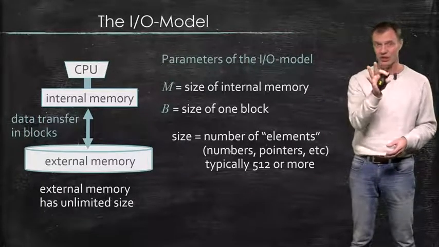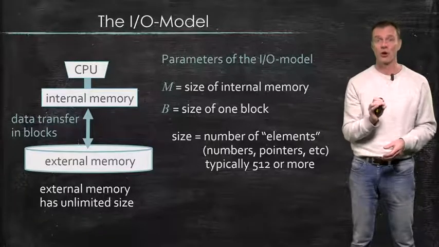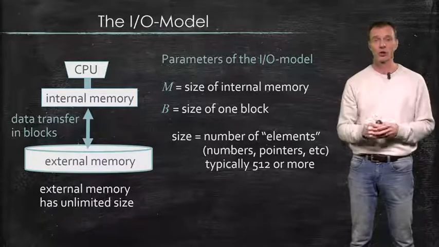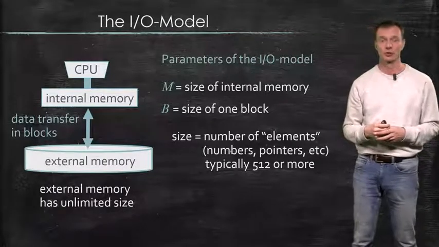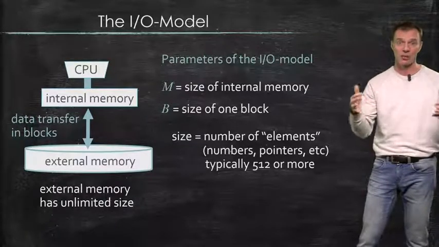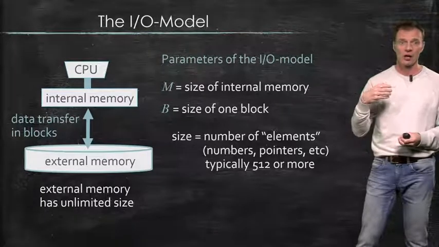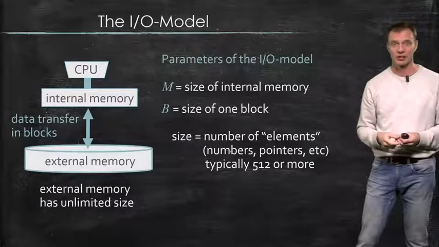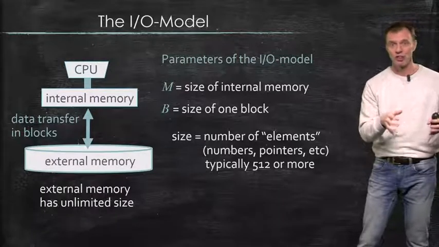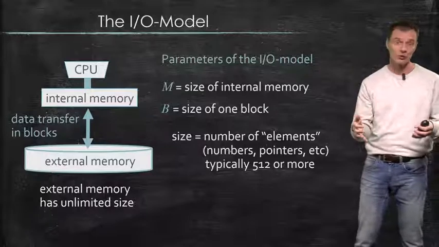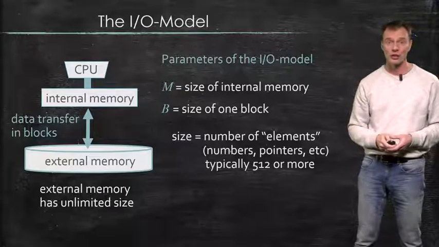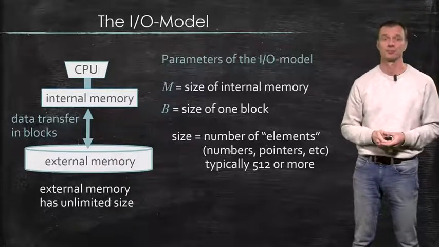Okay, and what I said, B is the size of a block, and M is the size of the internal memory. And in this abstract model, we're not going to measure size in terms of megabytes or something like that, but in the number of objects that we can store, right? The number of numbers or pointers or something like that. So similarly to the input size N, we're not going to measure that in bits, but simply in the number of numbers, for instance, in the input if we want to sort. Also M and B are measured in the number of elements.